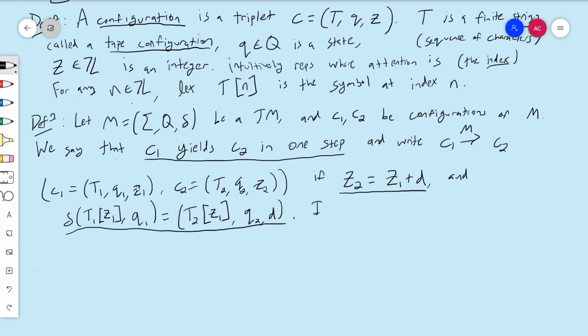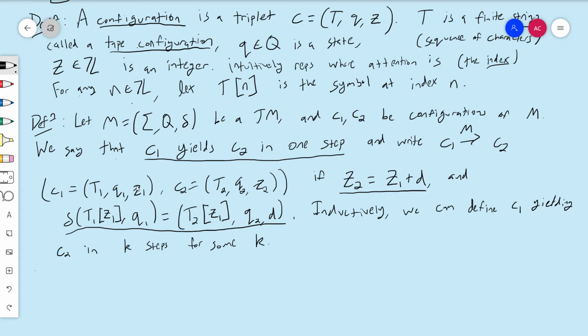And then inductively, we can extend this definition. We can now define what it means for C1 to yield C2 in k steps for some k in the obvious way.